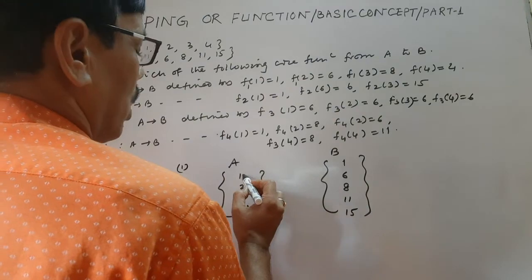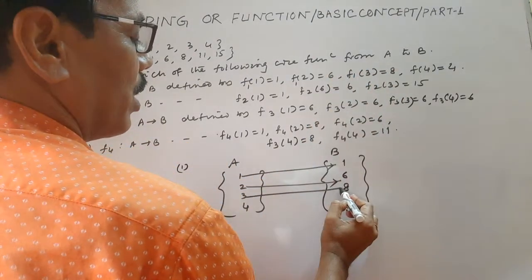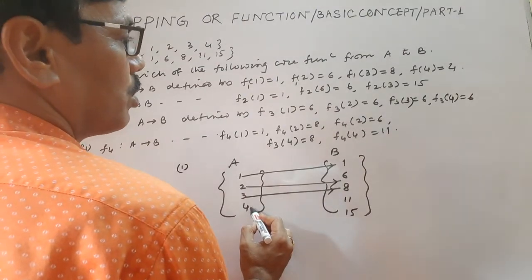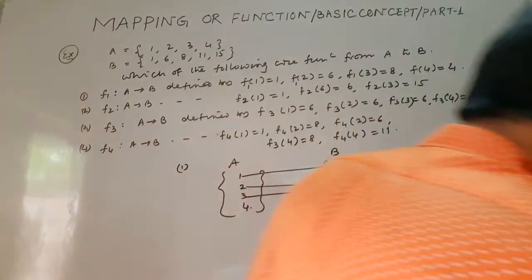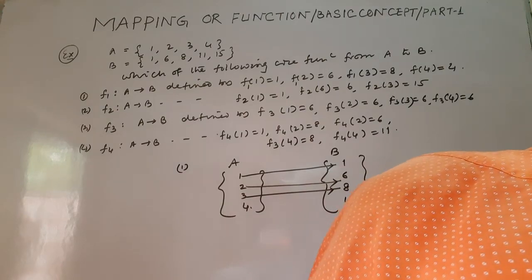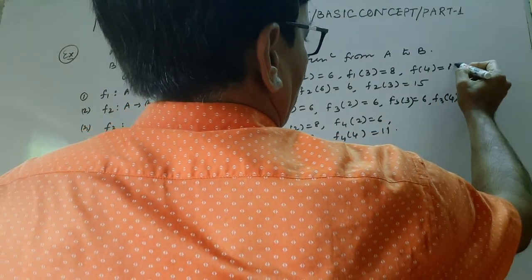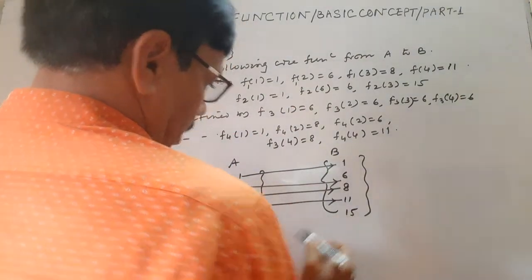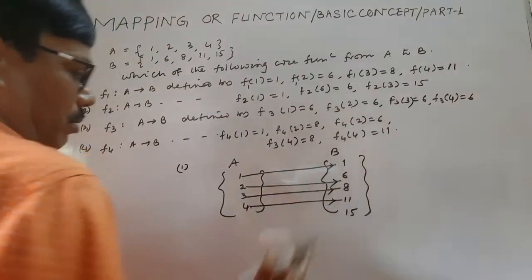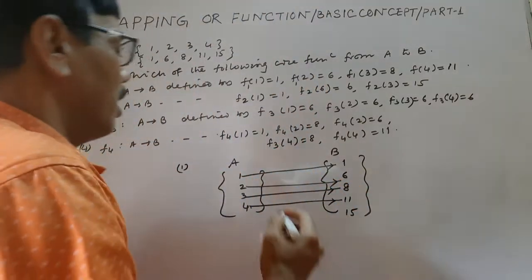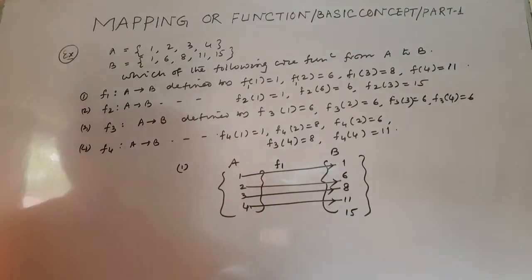F1(1) equals 1. F1(2) equals 6. F1(3) equals 8. F1(4) equals 11. You correct it. So F1(1) equals 1, this is 6, 3, 8, 4, 11. So you have to verify the correspondence F1, whether it is a function or not.